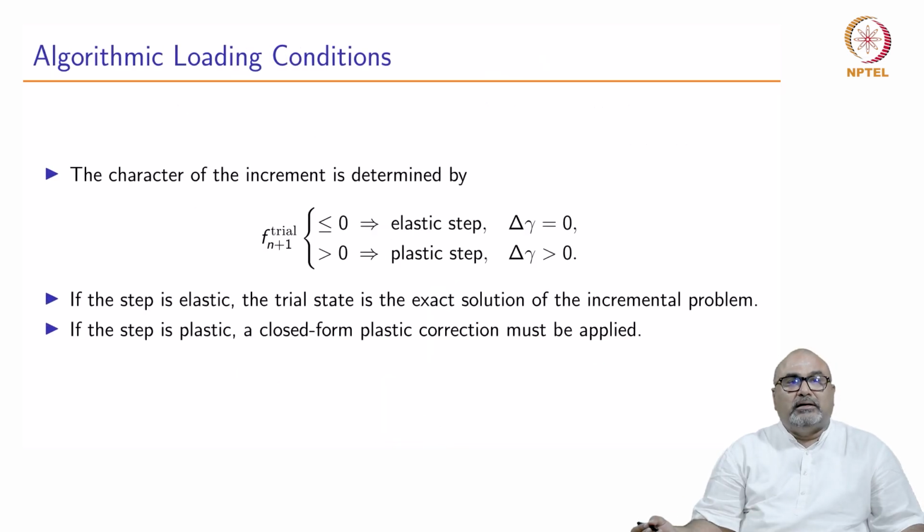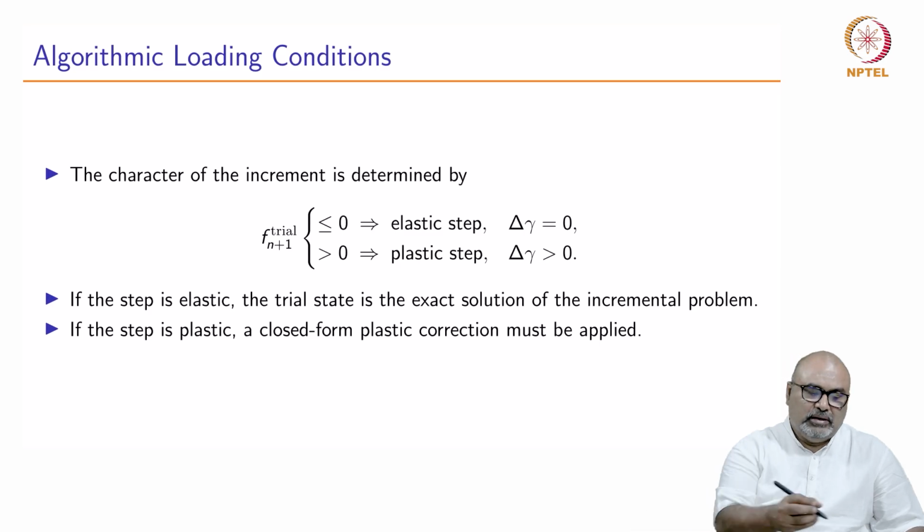Now, the character of the increment is determined as follows. If f n plus 1 trial is less than or equal to 0, then it is an elastic step, where delta gamma is equal to 0. When f n plus 1 trial is greater than 0, then it is a plastic step, where delta gamma is greater than 0. If the step is elastic, the trial state is the exact solution of the incremental problem. If the step is plastic, a closed form plastic correction must be applied.